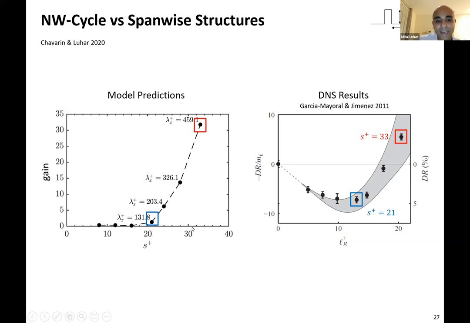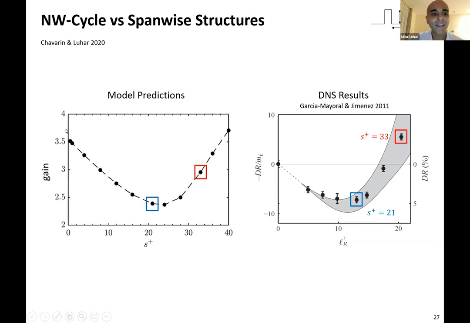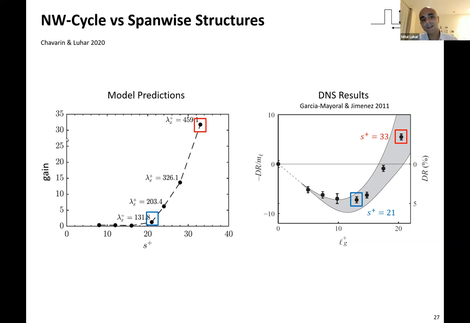And for the case where S plus is 33, so firmly into the drag increase regime, you see that the gain for these spanwise coherent rollers is as much as a factor of 10 higher than the gain for the near wall mode. So at least in a qualitative sense, the resolvent framework seems to predict that the drag increase can be attributed to the emergence of these spanwise rollers, even if the initial improvement in performance with increasing size can be captured by the near wall mode.